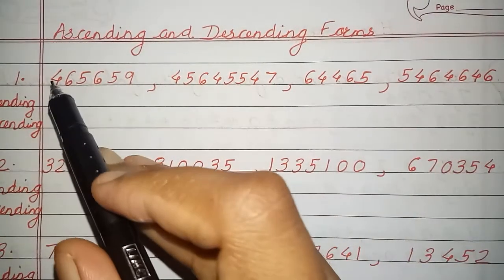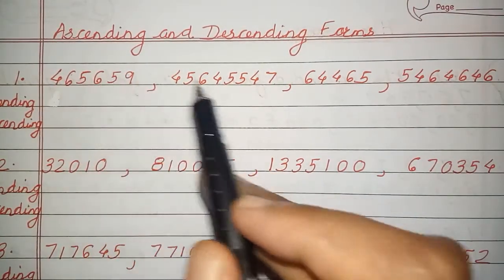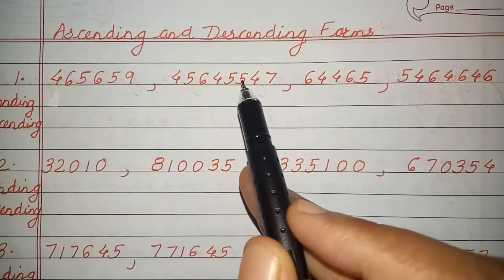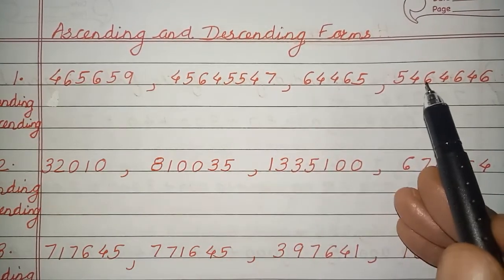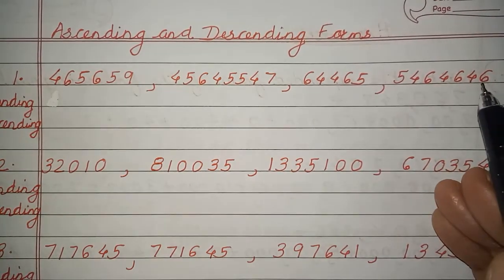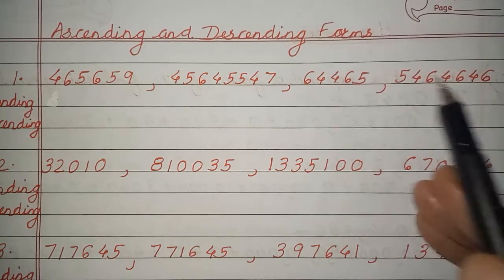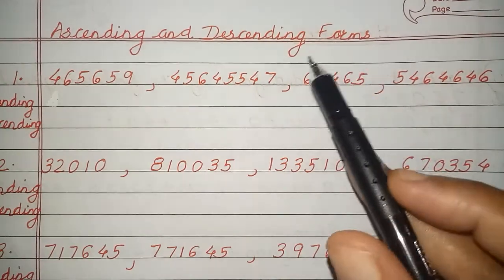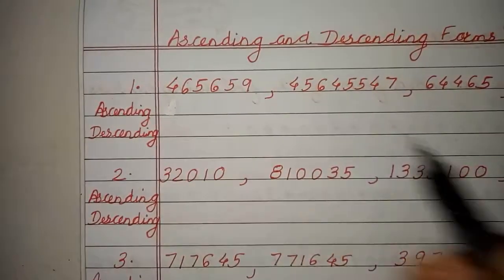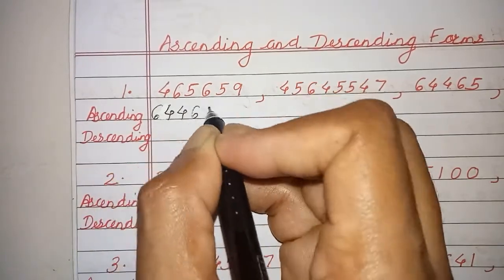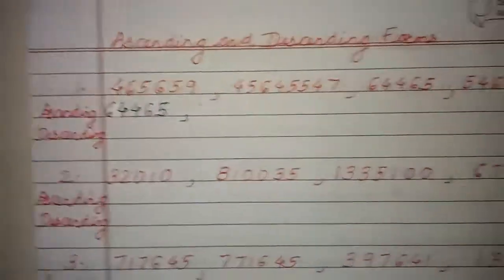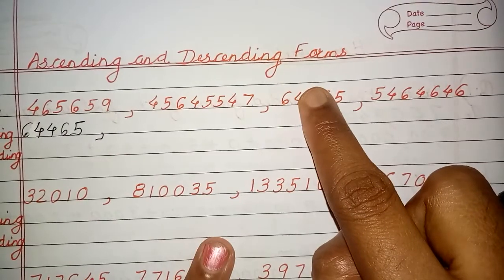How many digits are here? 1, 2, 3, 4, 5, 6. 1, 2, 3, 4, 5, 6, 7, 8. 1, 2, 3, 4, 5. 1, 2, 3, 4, 5, 6, 7. Yes, so the number which has fewer digits is this one, right? So in the ascending order, the first number will be 6, 4, 4, 6, 5. Okay, now you can forget about this number.